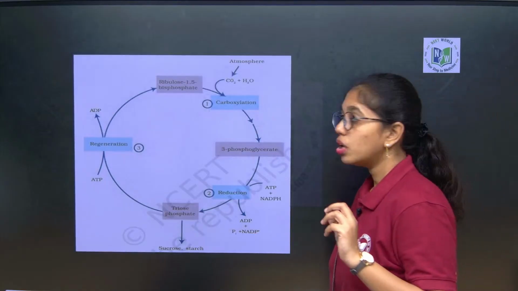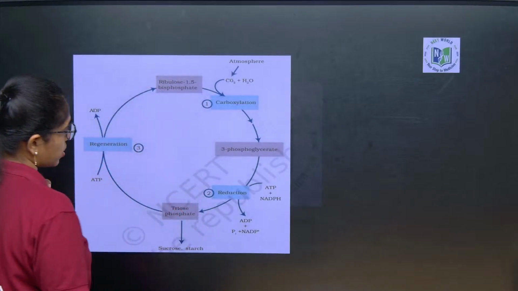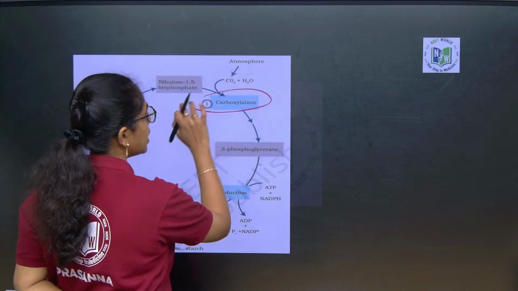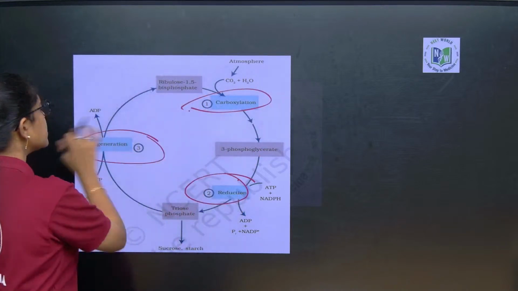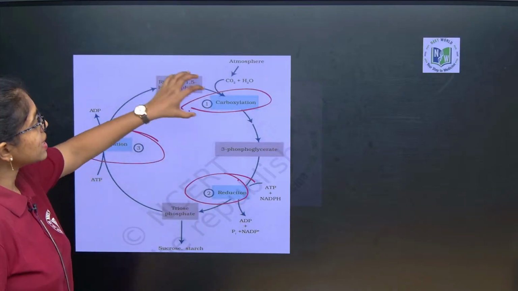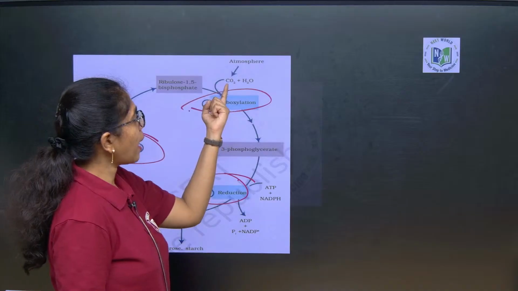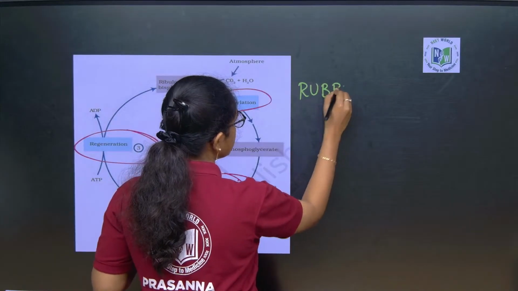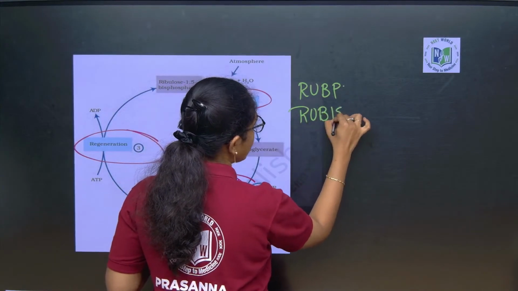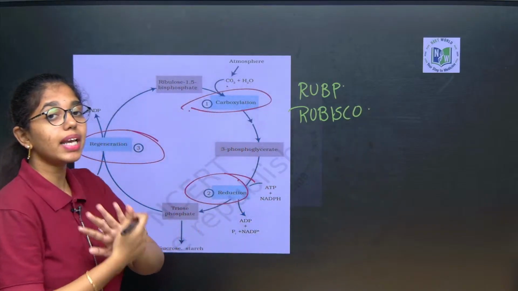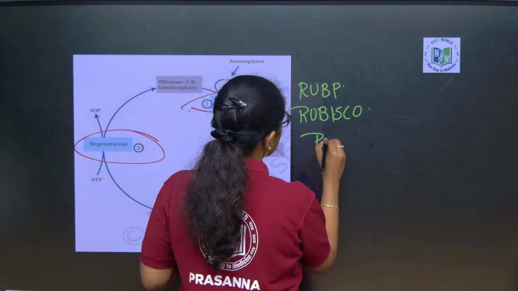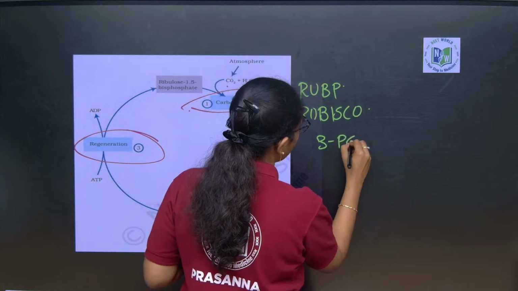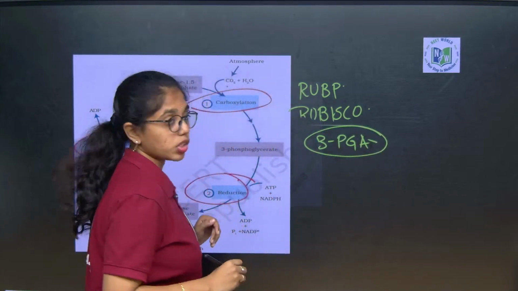Next, coming to the dark reactions or light independent reactions, this is the C3 cycle or Calvin cycle. First is carboxylation, second is reduction, and third is regeneration. So, in this carboxylation reaction, carbon dioxide is fixed, the primary acceptor is RuBP, which is catalyzed by the enzyme Rubisco, the world's most abundant enzyme, and this forms the primary product, that is 3-phosphoglyceric acid.